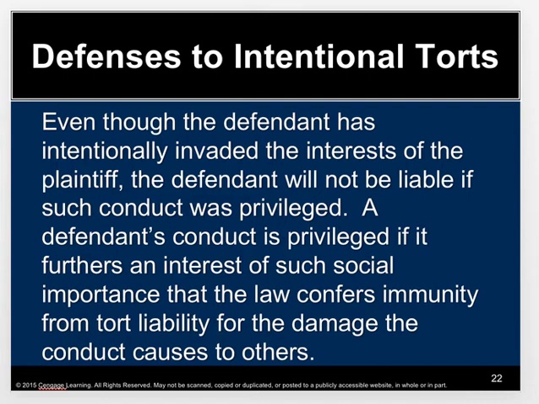What about defenses to intentional torts? We already talked about some defenses to defamation in particular, right? Libel and slander, for example, the truth, right? Truth is always a defense. Well, even though the defendant has intentionally invaded the interest of the plaintiff, the defendant will not be liable if such conduct was privileged. A defendant's conduct is privileged if it furthers an interest of such social importance that the law confers immunity from tort liability for the damage the conduct causes to others.